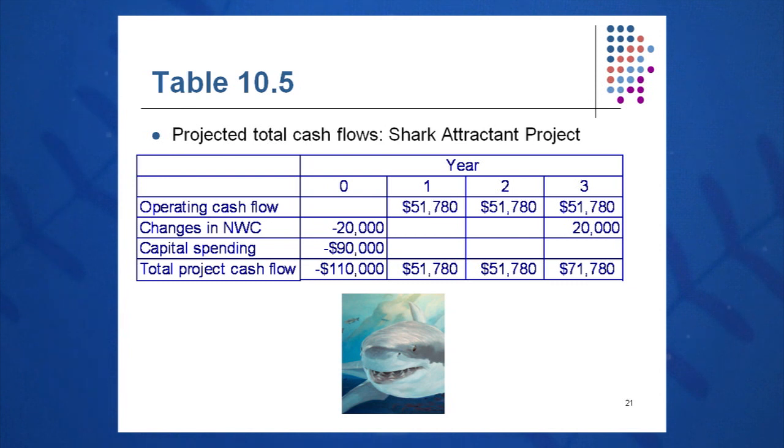And then we're also going to do the IRR on this one. We would do that by taking NPV equals 0 equals minus 110,000 plus 51,780 over 1 plus R, plus 51,780 over 1 plus R squared, plus 71,780 over 1 plus R cubed. Calculate the rate at which your discounted cash inflows equals your cash outflow of $110,000.